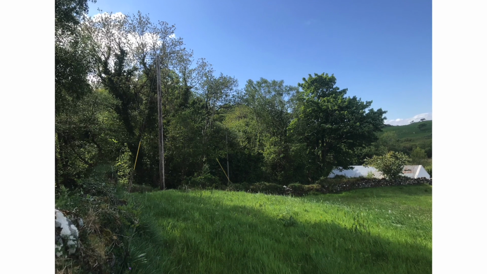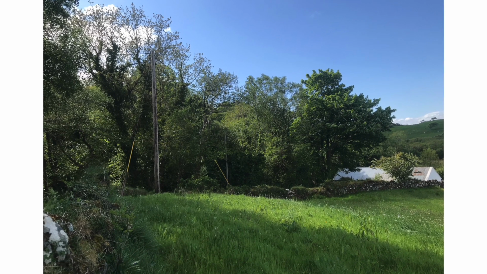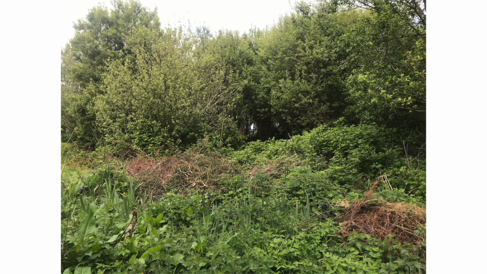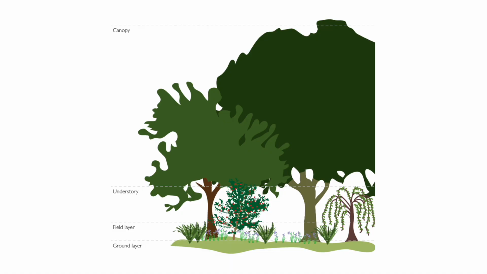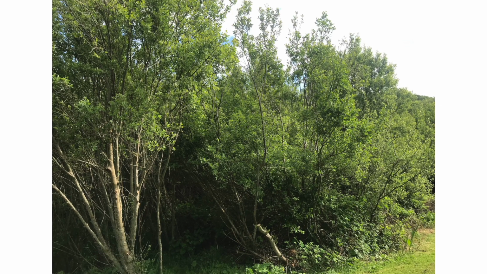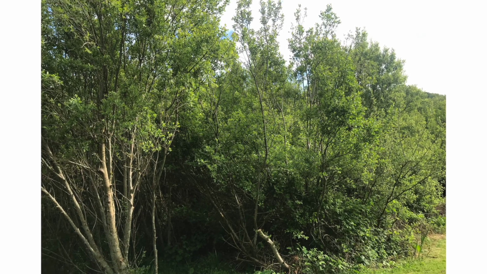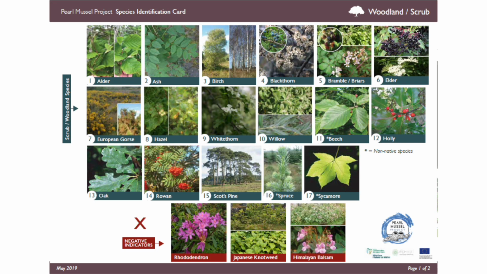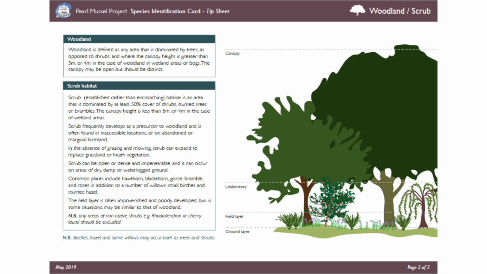If it's not dominated by dense bracken, you need to decide whether your plot comprises woodland or scrub. Woodland generally has a canopy of more than 5 meters in height, or, in the case of wet or bogland, 4 meters. Scrub is usually anything less than this. You'll also find useful information on our scorecard tip sheet.